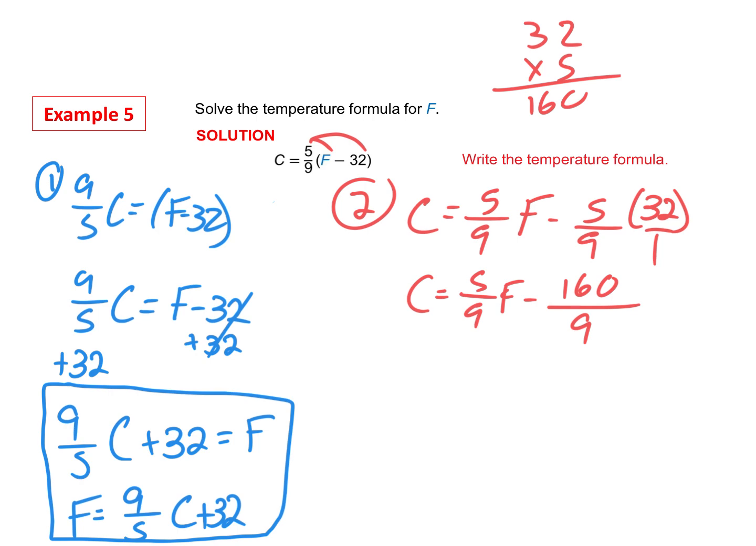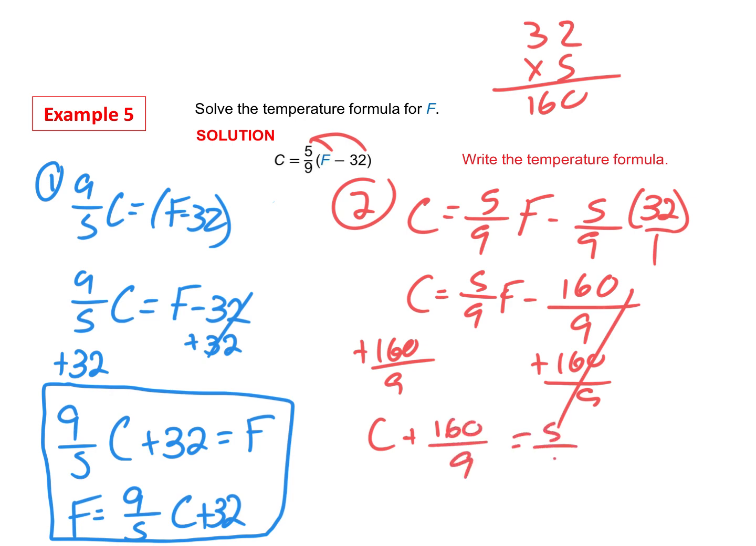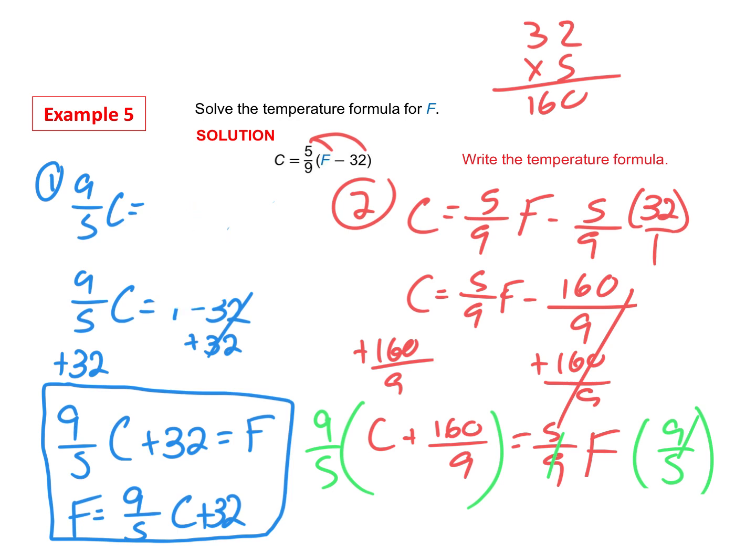I'm going to add that 160 over 9 on both sides. And I'm going to get C plus 160 over 9 equals 5 over 9 F. I have to multiply by 9 over 5, like we did in the beginning, to get rid of this one. And I have to do it, guys, to the whole thing, okay? You have to do it to both sides completely. I'm going to erase the work for the first way, just so I have space.